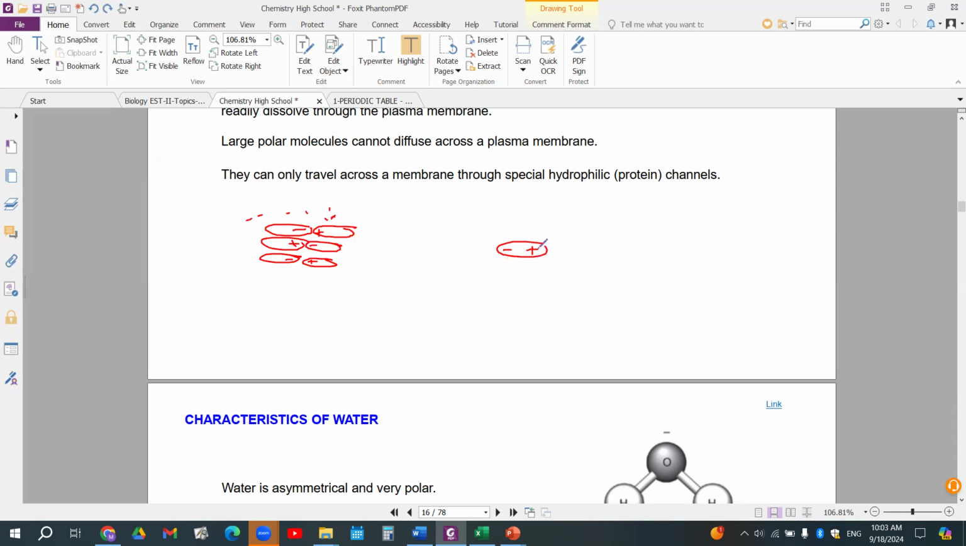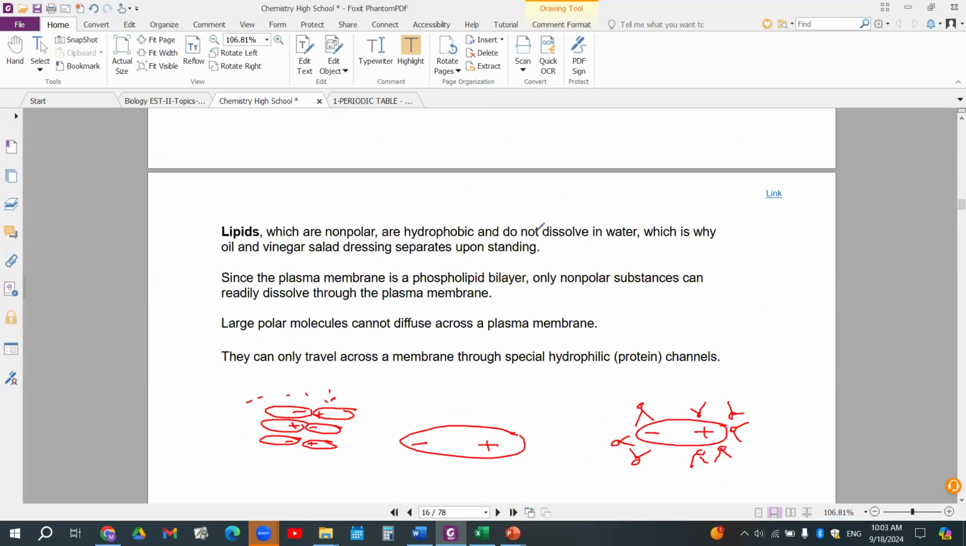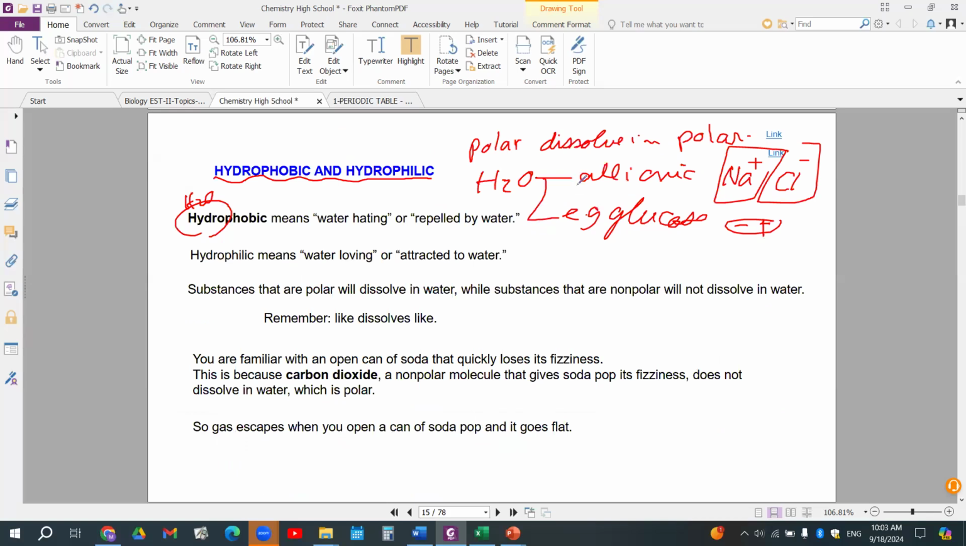Okay, this is glucose. Positive will attract the negative side of water. Negative will attract the positive side of water, hydrogen. And the others in the same way. So molecules of water will take them away from each other. This is called dissolving. So polar dissolves in polar. All polar compounds and ionic compounds dissolve in water. It's called like dissolves like.